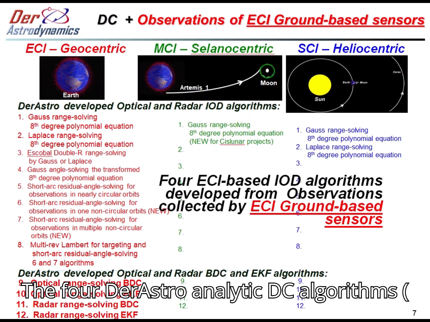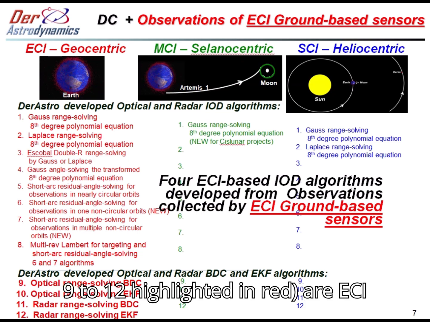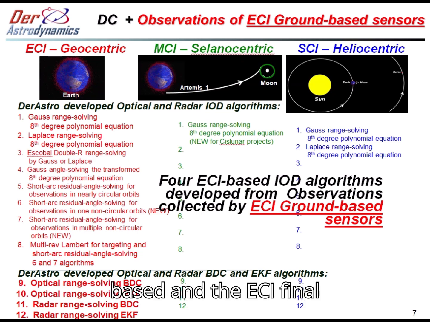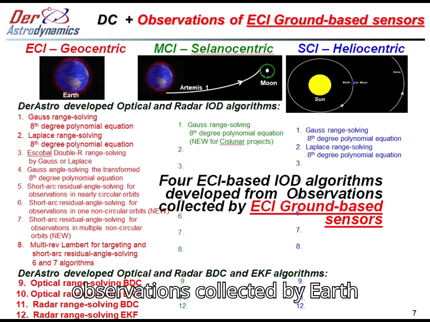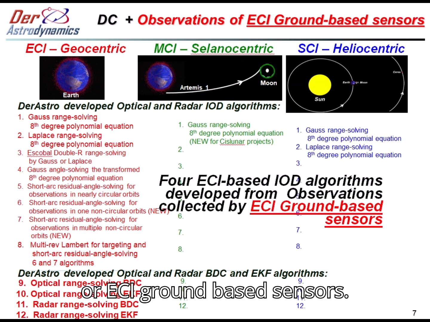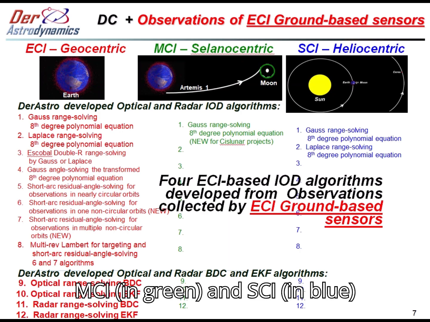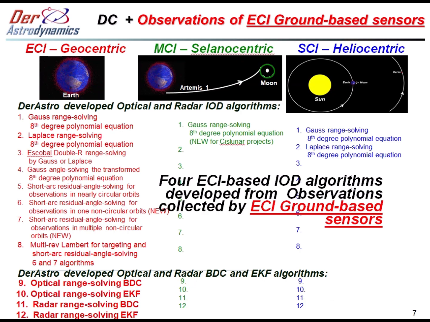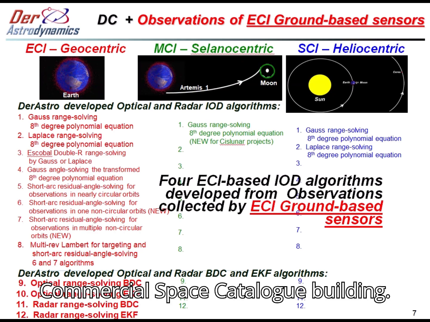The 4 The Astro analytic DC algorithms 9 to 12 highlighted in red are ECI based, and the ECI final state vectors are deduced from observations collected by Earth or ECI ground-based sensors. MCI in green and SCI in blue DC algorithms are outside the scope of commercial space catalog building.